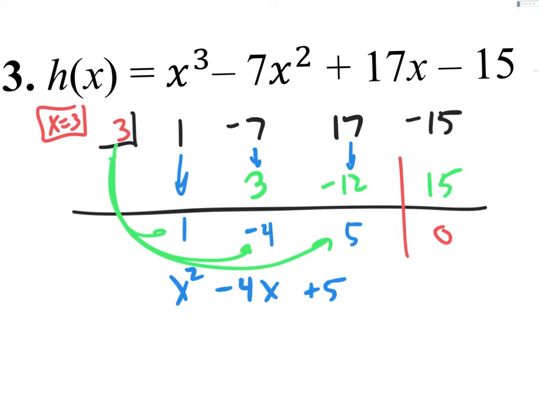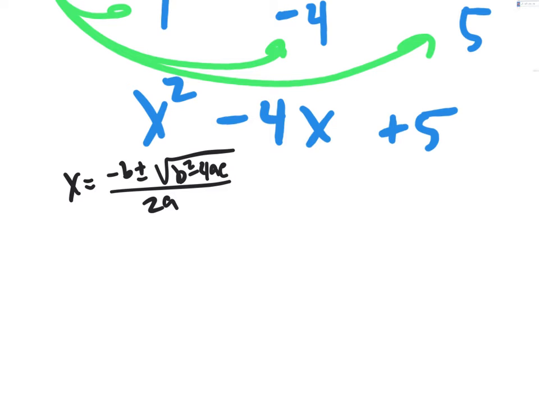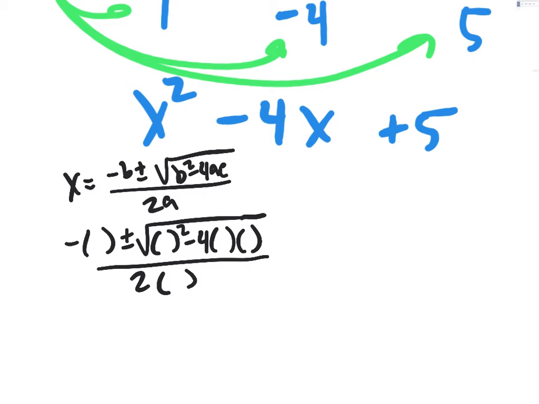And this is not factorable. If you think what times what is 5, that if you combine together is -4, it doesn't work. So once again, we're going to zoom in, and we're going to use the quadratic formula. And once again, let's use parentheses. And let's identify our a value of 1, our b value of -4, and our c value of +5. So let's put our b value of -4 right there and right there, our a value of 1 right there and right there, and our c value of 5 right there.